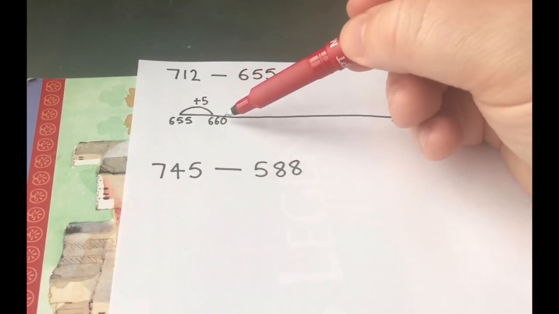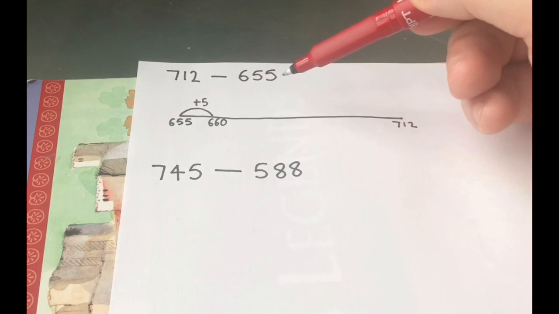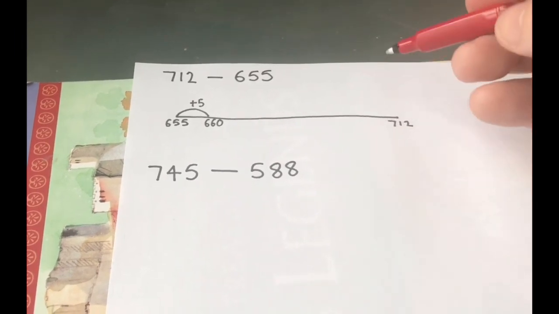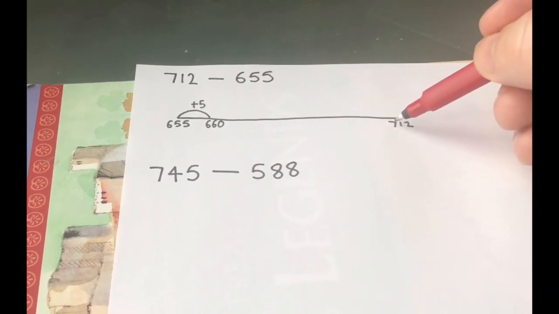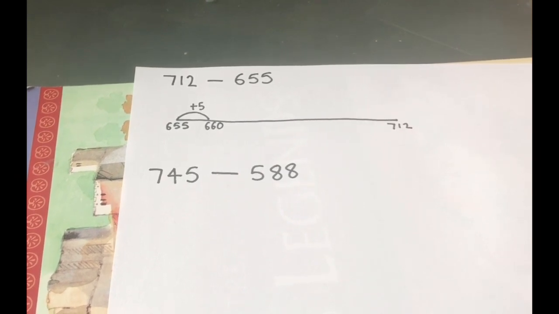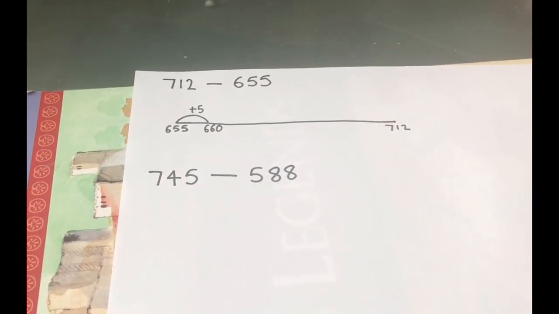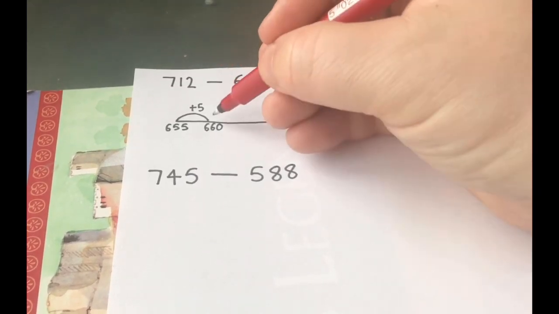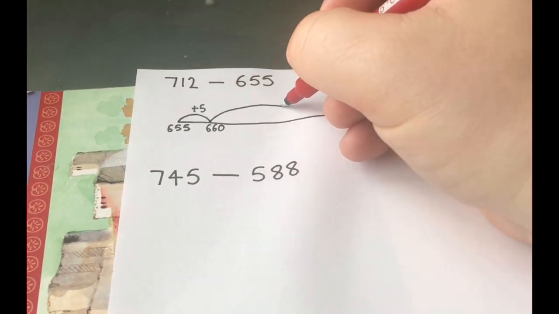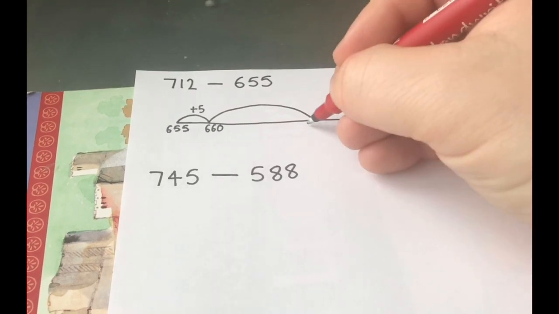Now we've got 660. And we want to get to the next multiple of 100, or the closest multiple of 100 that we can get to for 712. We can't go to 800 because that would be too big. Can we go to 700? We can. So we do a jump to 700.